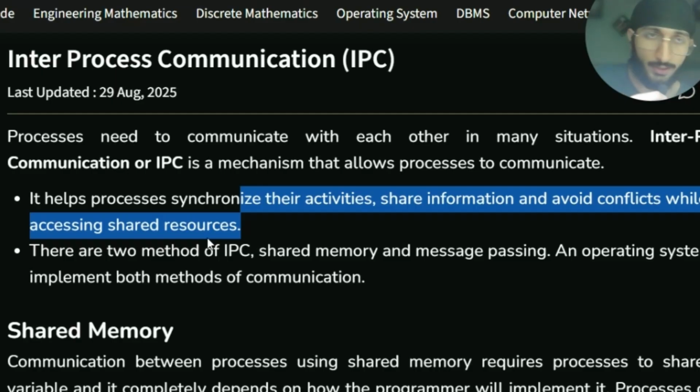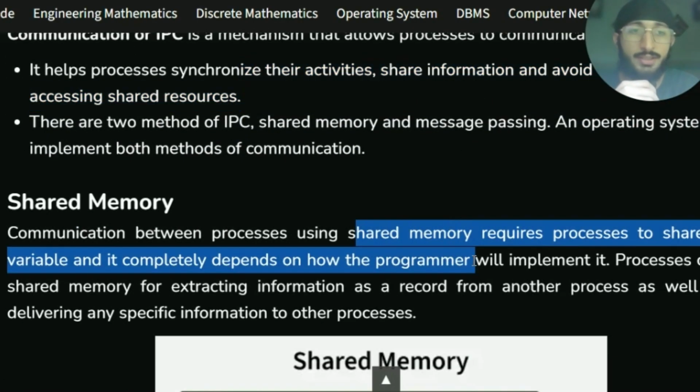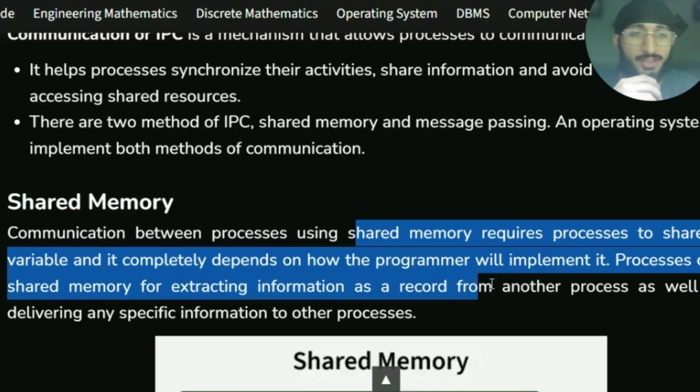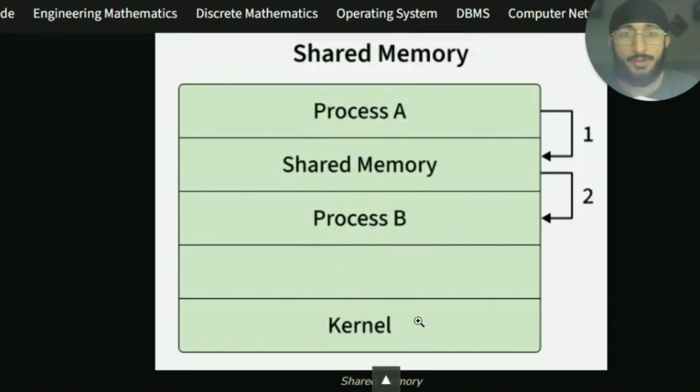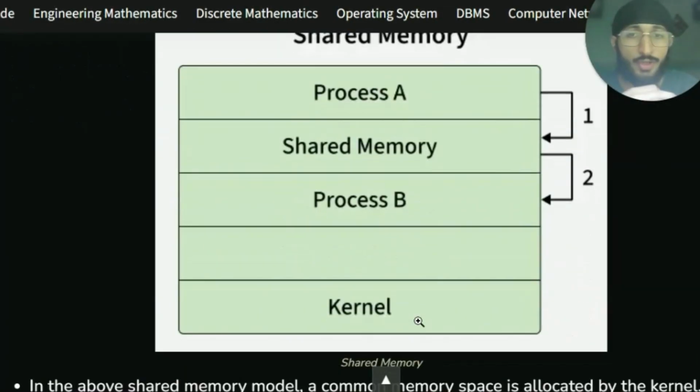First, I'll start with discussing shared memory. Communication between processes using shared memory requires processes to share some variable, and it completely depends on how the programmer will implement it. Processes can use shared memory for extracting information as a record from another process, as well as for delivering any specific information to other processes. Right, so this is the diagrammatic representation of shared memory.